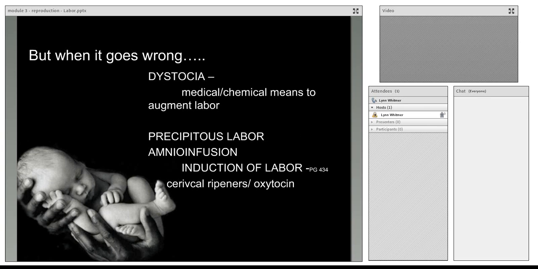But when labor goes wrong, it goes wrong very badly. And one of the first things we would note is dystocia. Dystocia, when we break the word down, means difficult or not appropriate. So, labor dystocia is labor contractions are too far apart, they're inefficient, they're irregular, and so she's not having cervical change. There are some medical and chemical things we can do to augment labor.